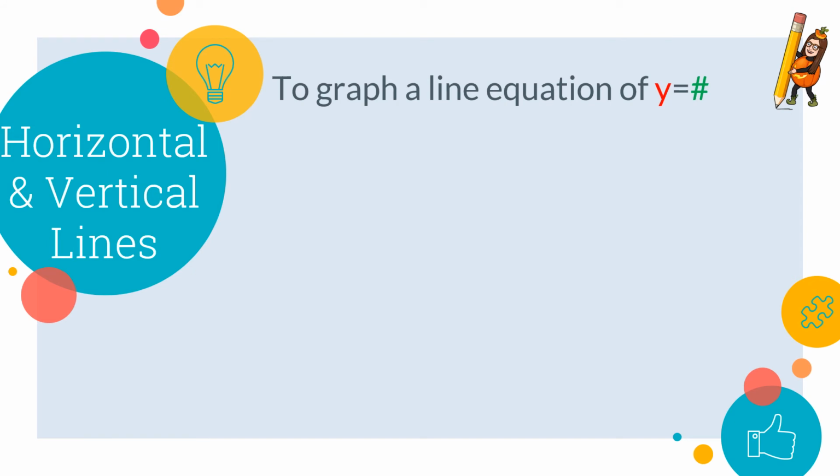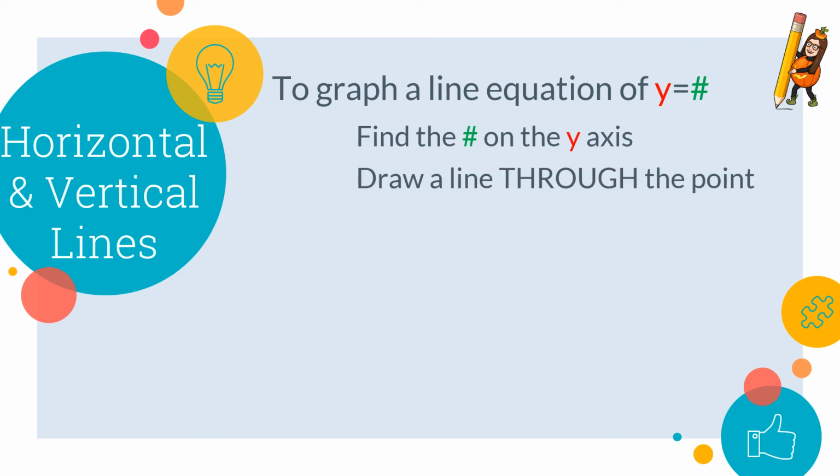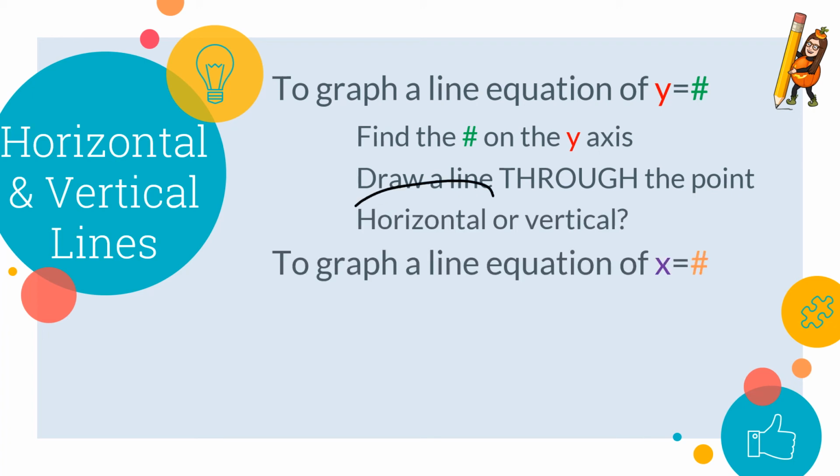Now, in your notebooks, if you would please add this little bit of information, we're going to talk about horizontal and vertical lines. So, if I give you the equation y equals some number, we're going to find that number on the y-axis. That makes sense. Y and a number, y-axis number, okay? And we're going to draw a line through that point. Well, let's see. A diagonal line doesn't make sense. A vertical line doesn't make sense. So our only option is a horizontal line.